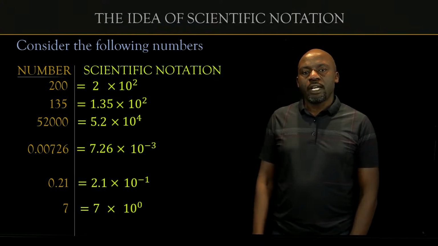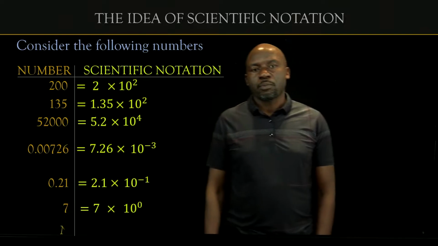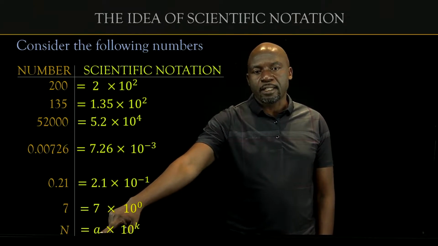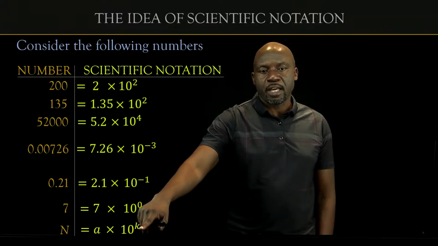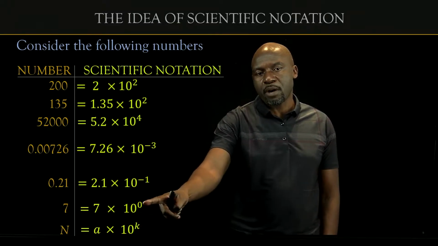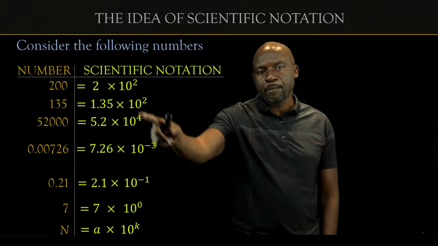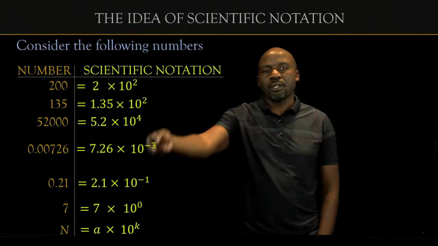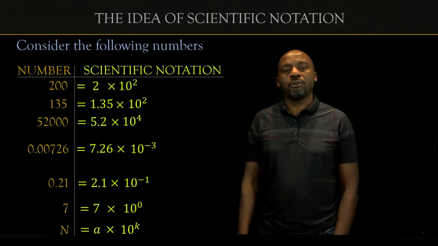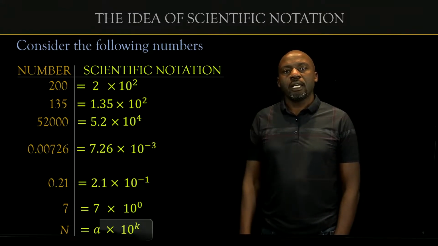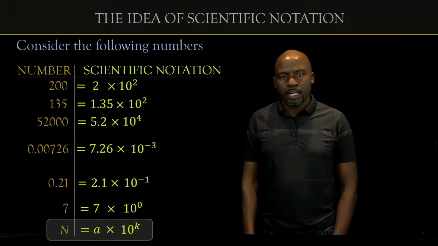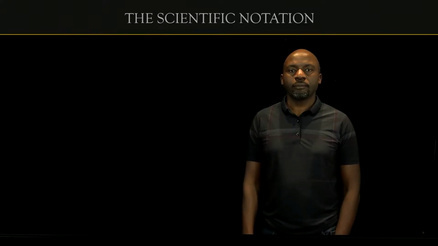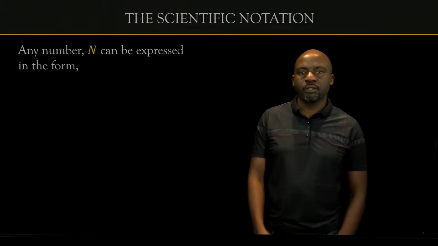All right? So any number n can be expressed as a times 10 to the power of k, where k is an integer power here of the base 10. So we want to see how to express any number in scientific notation. There are easy rules to use to express a number in scientific notation. So what you see below there is the scientific notation. So what's scientific notation?